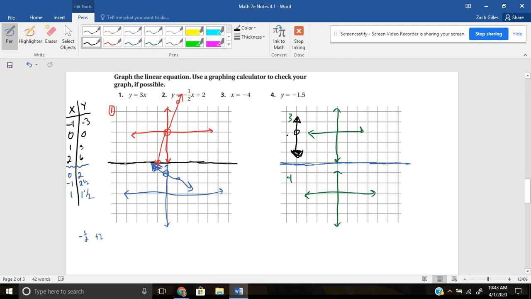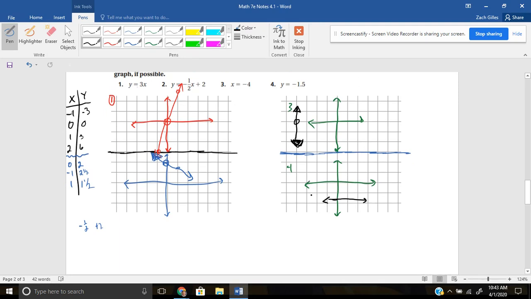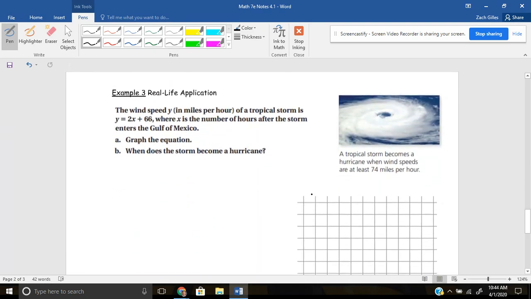And then for number 4, where I have y equals -1.5, I'd go down 1.5 of the way here, and that would be a horizontal line at y equals -1.5. All right. If you have questions on those, please let me know.